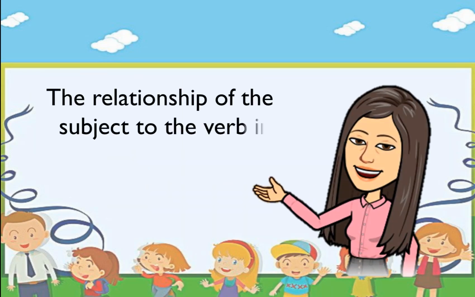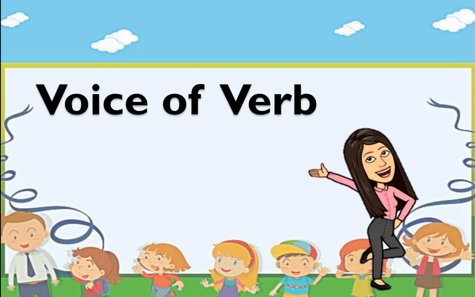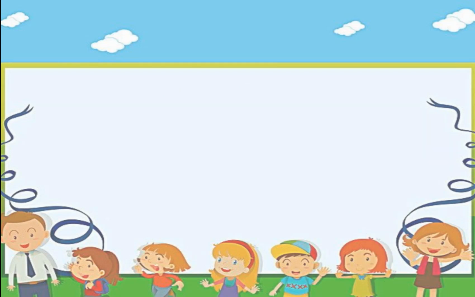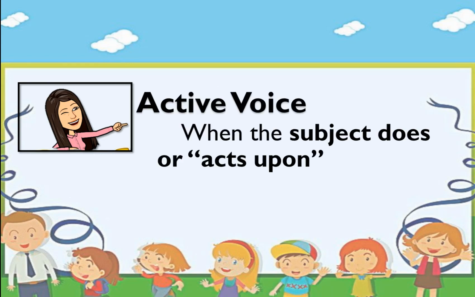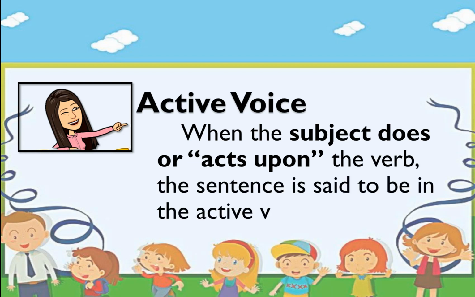The relationship of the subject to the verb in a sentence is called voice. And there are two voices of verbs. These are the active voice and the passive voice. Let's have first the active voice. When the subject does or acts upon the verb, the sentence is said to be in the active voice.